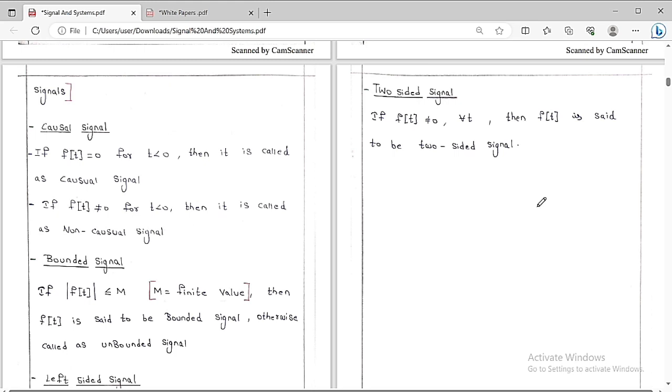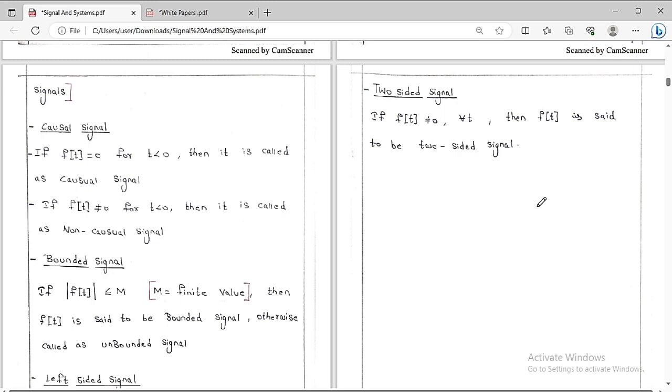So if f of t is present on both sides, for t less than 0 and also for t greater than 0, then we can say it is a two-sided signal. If f of t is not equal to 0 for all t, then f of t is said to be a two-sided signal, meaning for t less than 0 it is present and for t greater than 0 it is present. So we can say it is a two-sided signal. This is what I am trying to tell you.